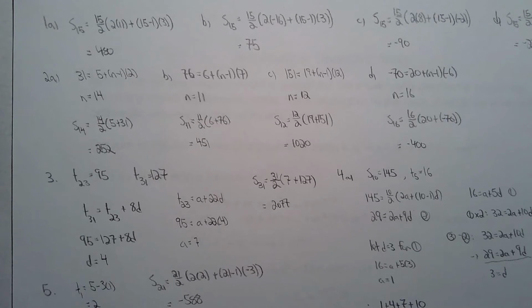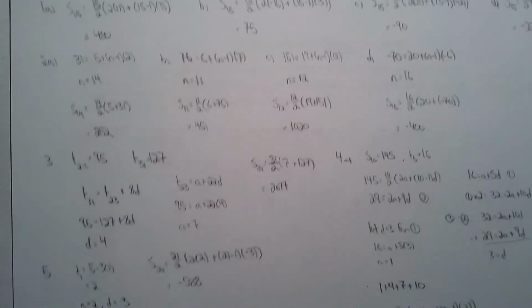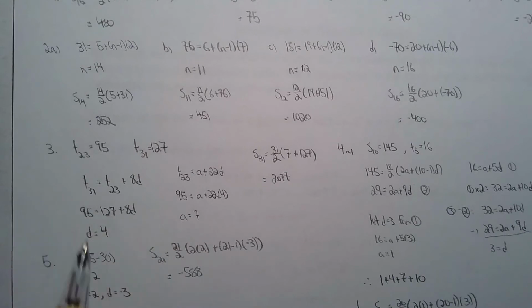The third question, they give us the 23rd term, they gave us the 31st term. Find the sum of the first 31 terms of the series. Okay, so I need to know what A is, I need to know what D is. So you can use the linear system, or you can just use the train method, the bus stop method, however you want to call it.